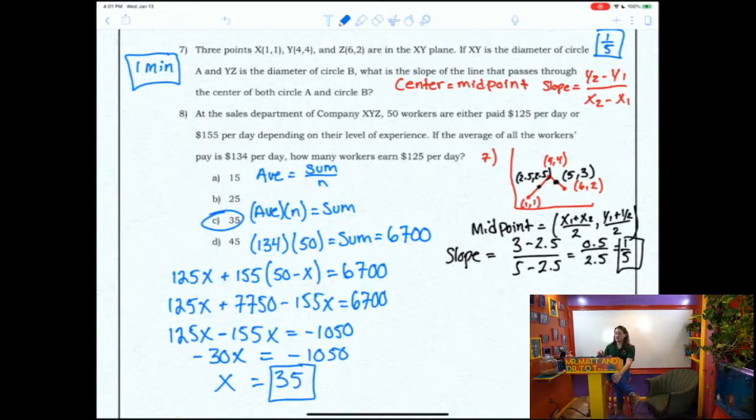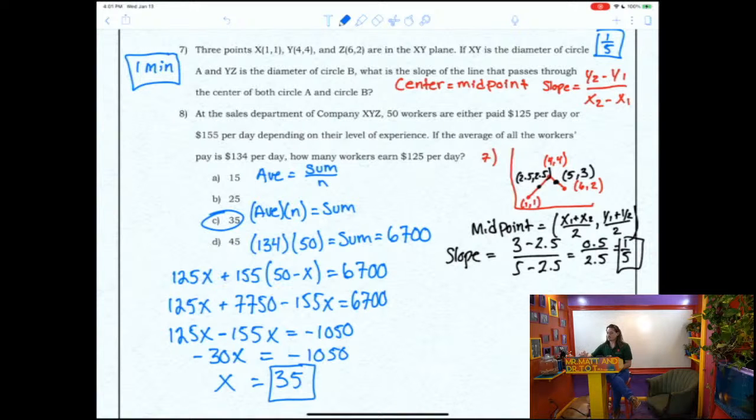If you chose x to represent the number of workers that make $155 a day, which would be perfectly fine, that's not wrong, you just have to be able to interpret your answer. In that case, you would have to substitute back in for that expression of 50 minus x, right? Because that's not the same. So it depends on what you choose as your unknown variable. If you chose x to be the number of $125 workers, then you're fine. But if you chose x to be the number of $155 a day workers, then you need to sub back in to solve for the other number of workers, the workers who make $125 a day.